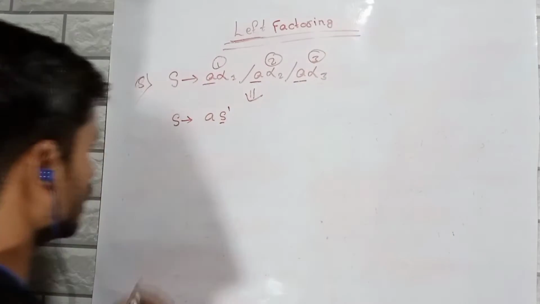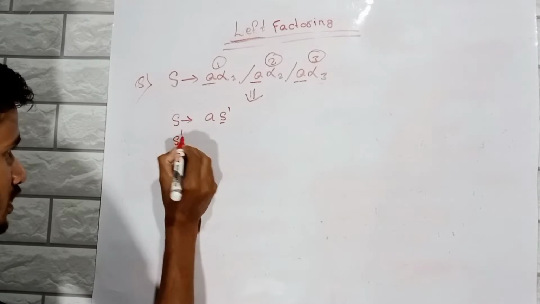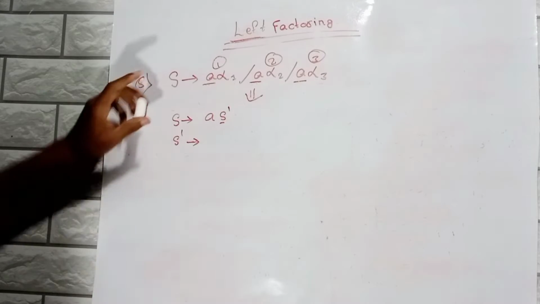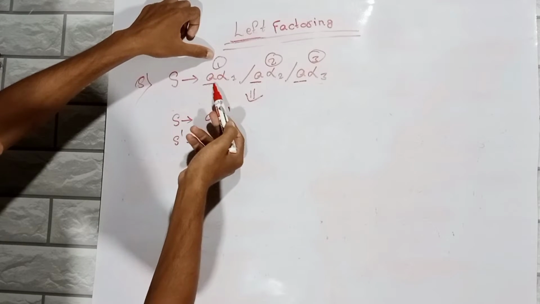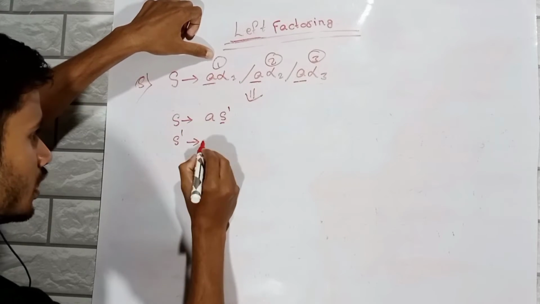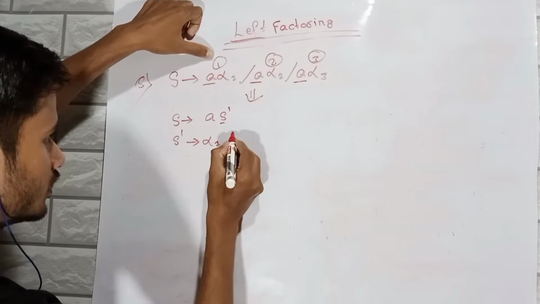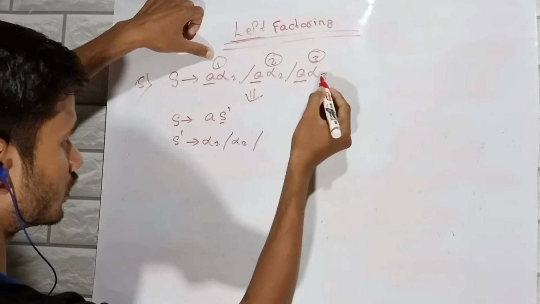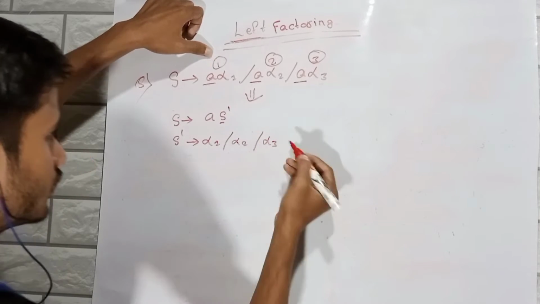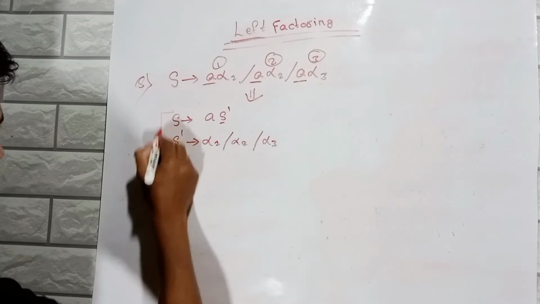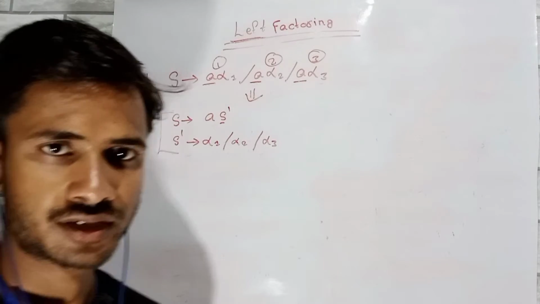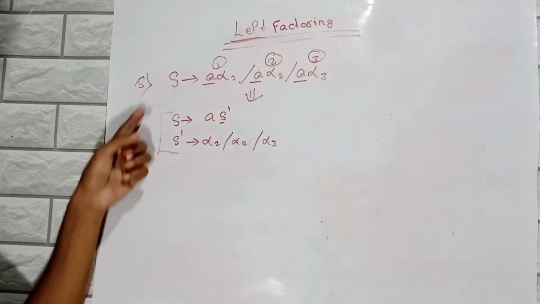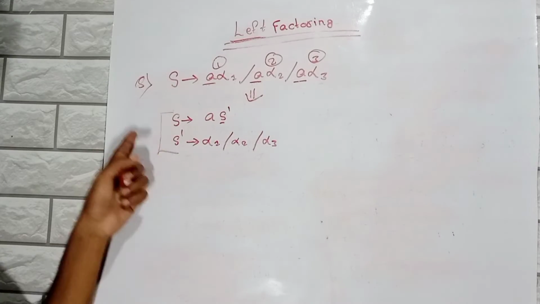And after that I will expand this S dash. While expanding S dash, in production number 1, what is left other than A? That is alpha 1. Then I will write alpha 1 slash, in production 2 what is left, alpha 2, and in production 3 what is left, that is alpha 3. Then this grammar does not contain left factoring. We have removed the left factoring from the given grammar, and the result is this one.